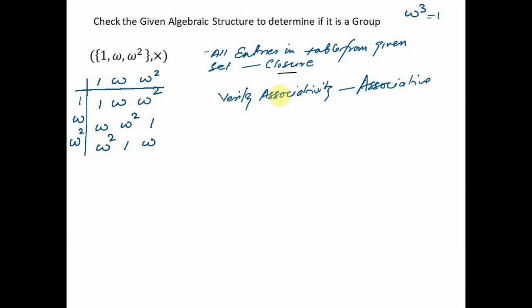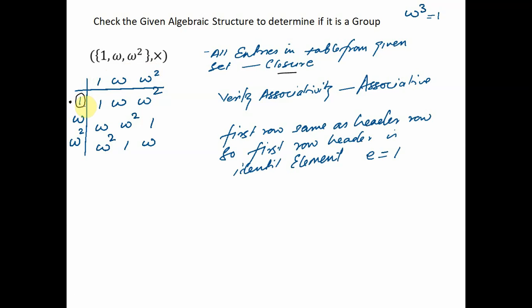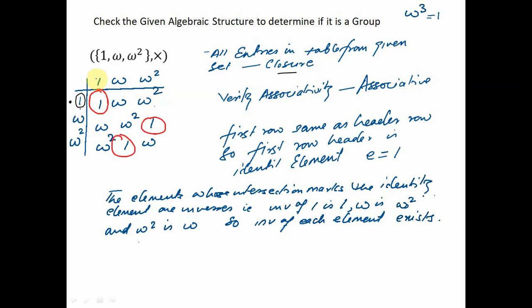Associativity you can verify on your own. Now, identity element: once again, we see that the first row is the same as the header row. So the header of the first row, that is 1, is the identity element. Next, we mark the identity element within the composition table, and the elements on the intersection of which I get the identity element are inverses of each other. So the inverse of 1 is 1, the inverse of omega is omega square, and the inverse of omega square is omega. So once again, it is a group.